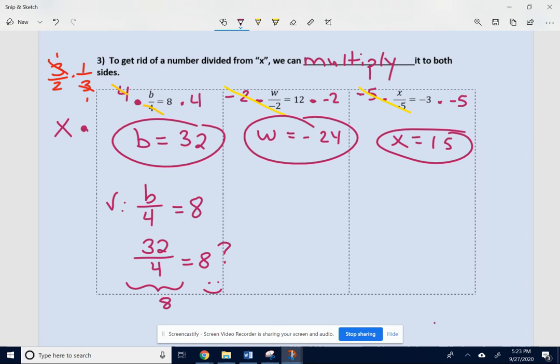On all 3 of these problems, we had the variable divided by a number. To get rid of the divided number, we multiplied both sides by that number.